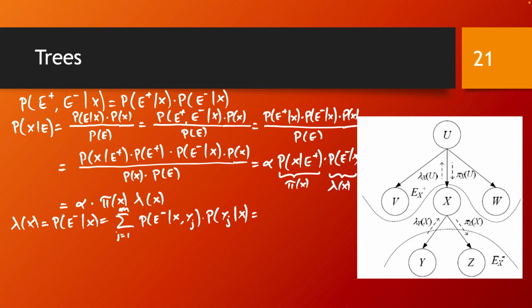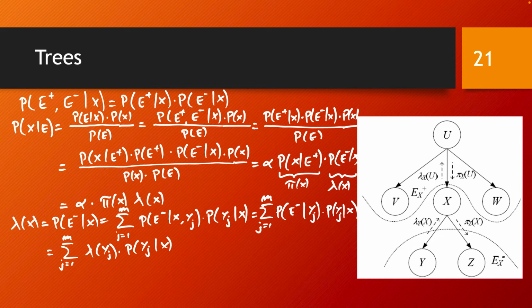And because yj separates E minus and X, this is now possible to rewrite as a sum from 1 to m of probability of E minus given yj times probability of yj given X. And that gives us the recursive formula for lambda of X. This is going to be the sum for all the children of X of lambda of yj times the probability of yj given X.